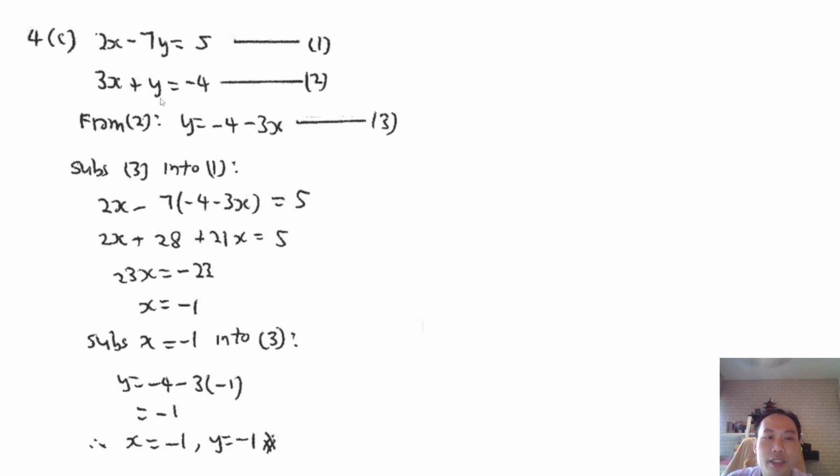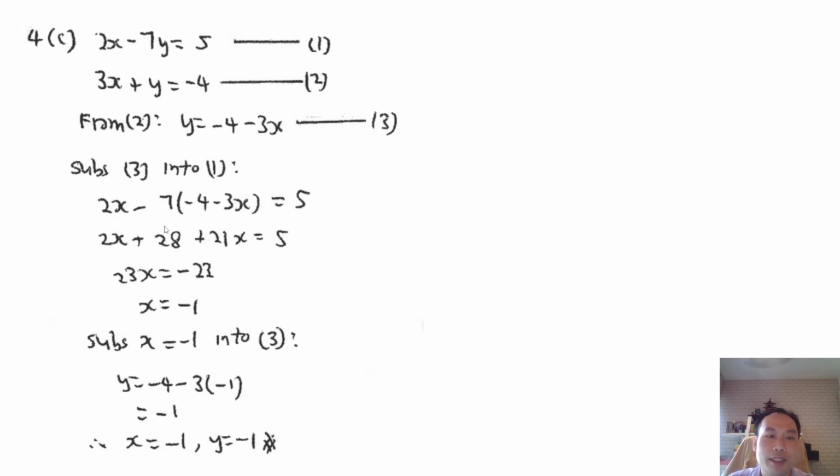I'm going to rearrange this and we will have y equals negative 4 minus 3x. We're going to call this equation 3. Now, once we have this change of subject version of the equation, we're going to substitute it into the other equation which we have not used. So substitute equation 3 into equation 1.